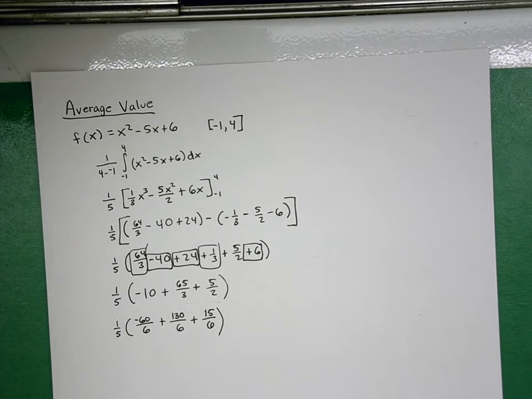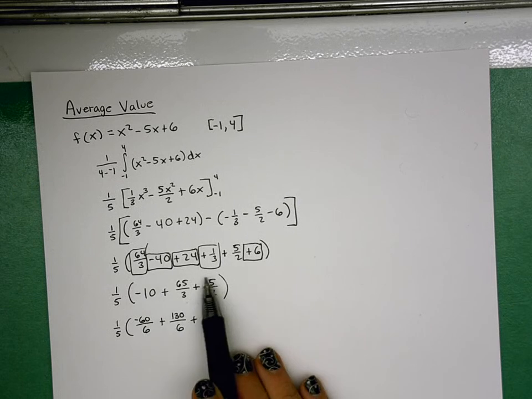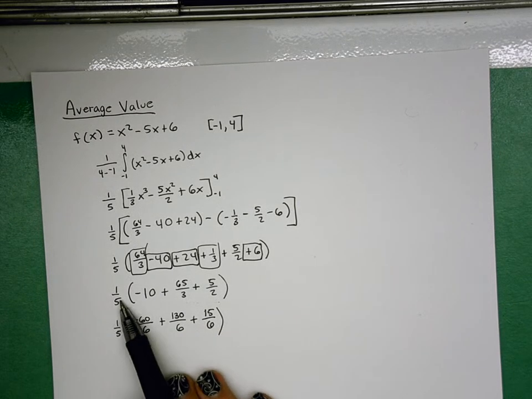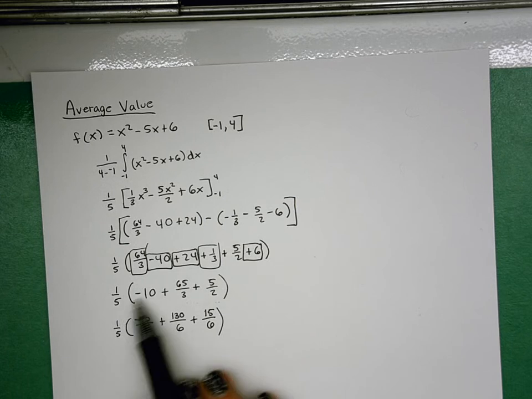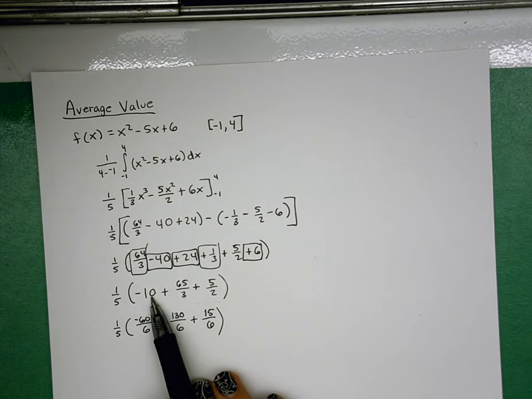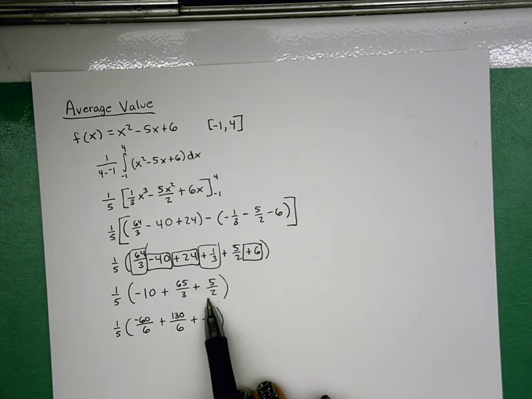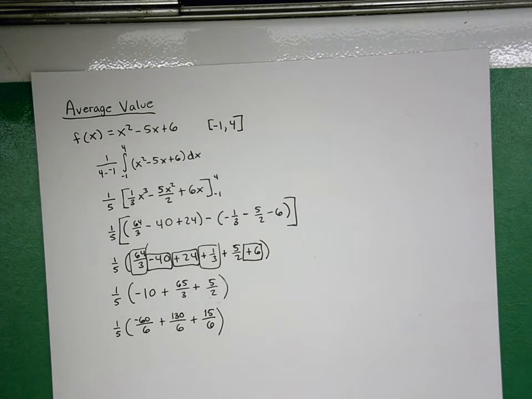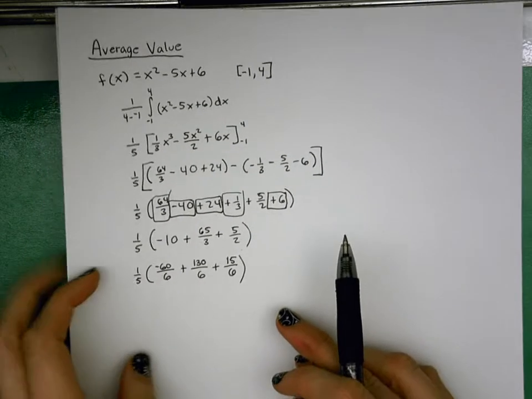And actually it just occurred to me this would be another option if you didn't want to find the common denominator quite yet. One thing you could do that would make your numerators a little smaller would be to distribute this 1/5 in and then find the common denominator, because if we distributed the 1/5 we'd have -2 plus 13 over 3 plus 1/2, and those would be smaller numbers to have to find common denominators with, so that would be an option. But I'll go ahead and proceed as I've started.